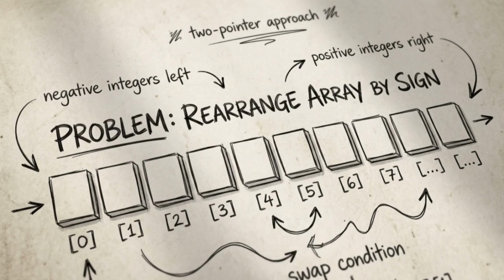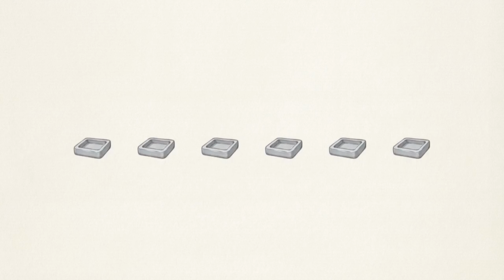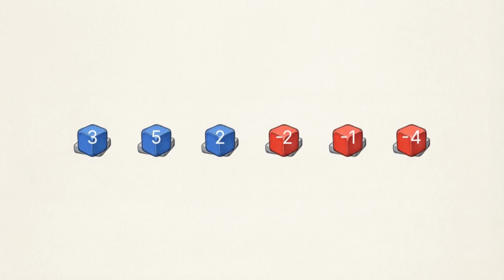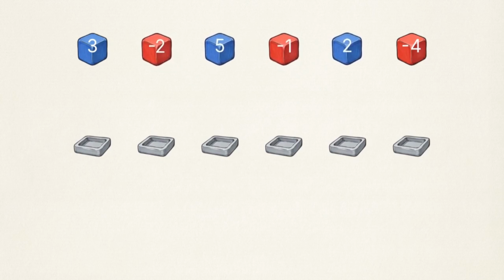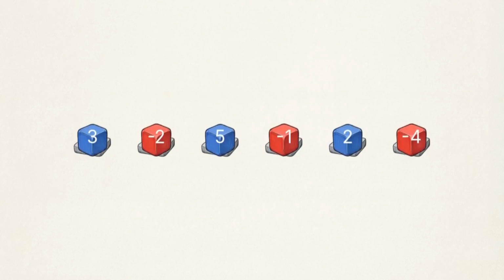We are going to break down a data structures interview question that tests your ability to manipulate array indices with strict precision. Our task is to take an array containing an equal number of positive and negative integers and rearrange them so the signs alternate. The final sequence must always begin with a positive number.